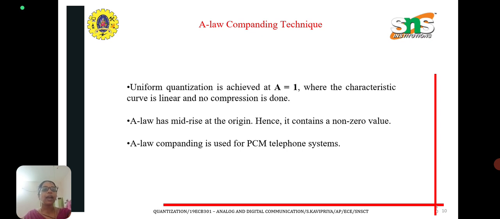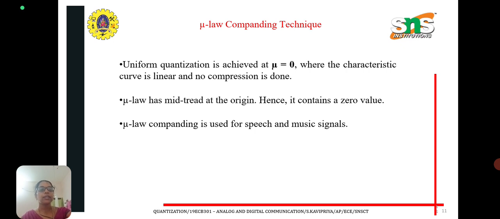In the A-law companding technique, uniform quantization is achieved at A equal to 1, where the characteristic curve is linear and no compression is done. A-law has a mid-rise at the origin, hence it contains a non-zero value. A-law companding is used for PCM telephone systems. And next is mu-law. Uniform quantization is achieved at mu equal to 0, where the characteristic curve is linear and no compression is done. Mu-law has a mid-tread at the origin, hence it contains a zero value. Mu-law companding is used for speech and music signals.